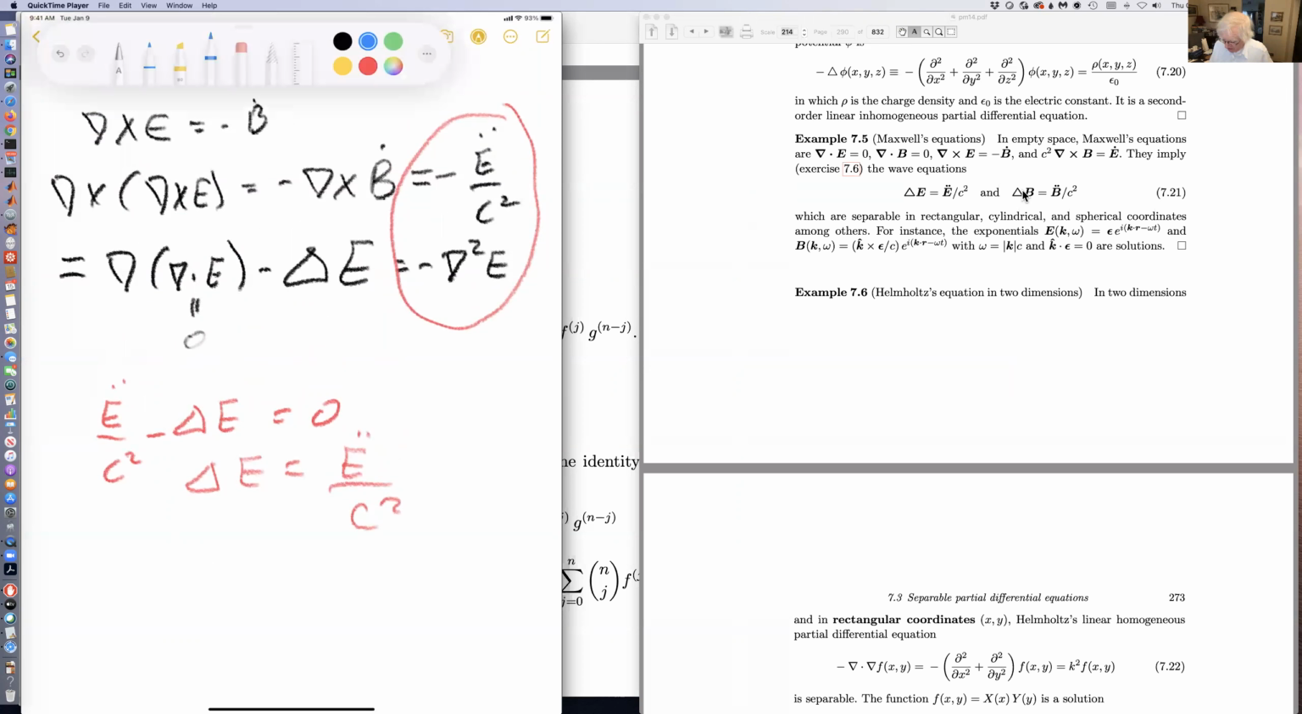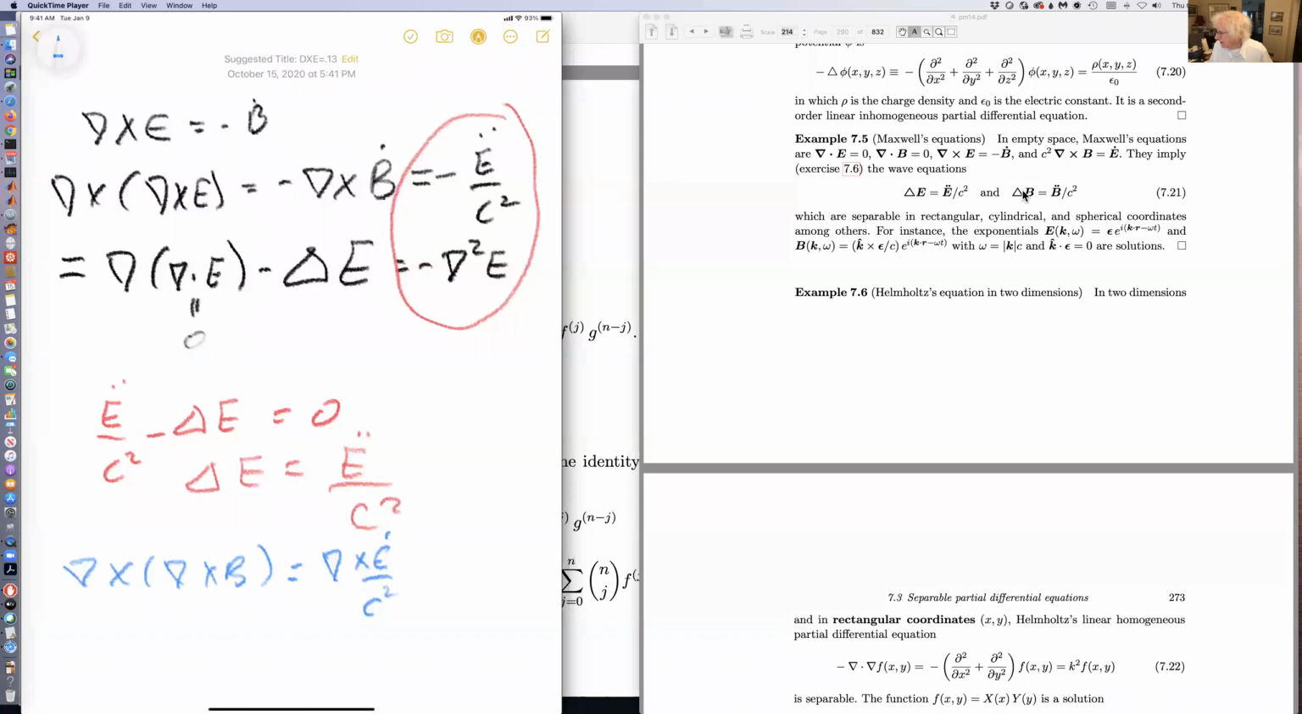Anyway, you do the same thing. In other words, you start with the curl of B, and you then use the fact that the curl of B is E dot, so this is the curl of E dot over C squared, and then the curl of E is minus B dot, so this is equal to minus B double dot over C squared. And you then use the identity for the curl of the curl.